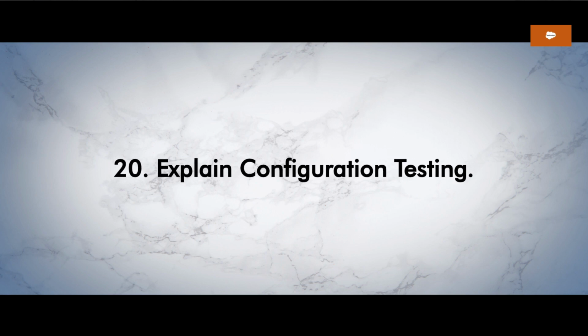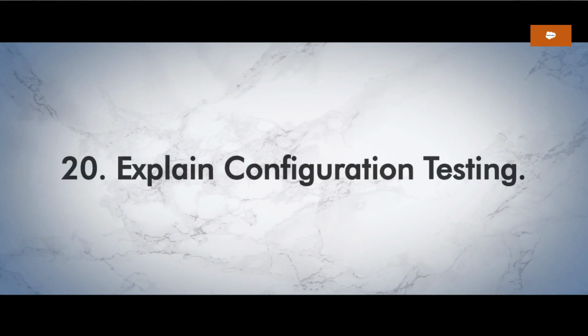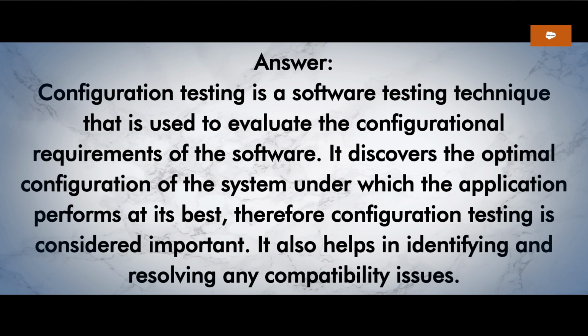20. Explain configuration testing. Answer. Configuration testing is a software testing technique that is used to evaluate the configurational requirements of the software. It discovers the optimal configuration of the system under which the application performs at its best, therefore configuration testing is considered important. It also helps in identifying and resolving any compatibility issues.